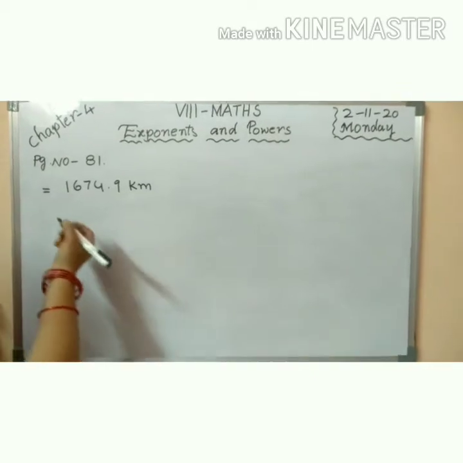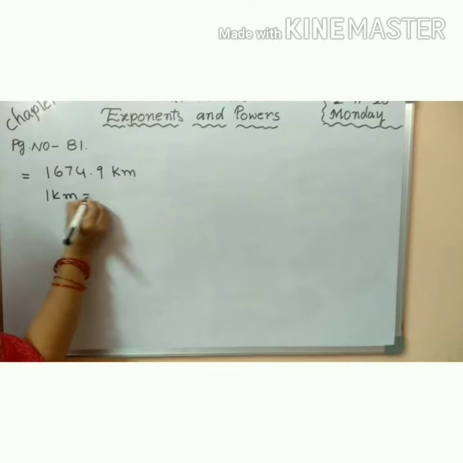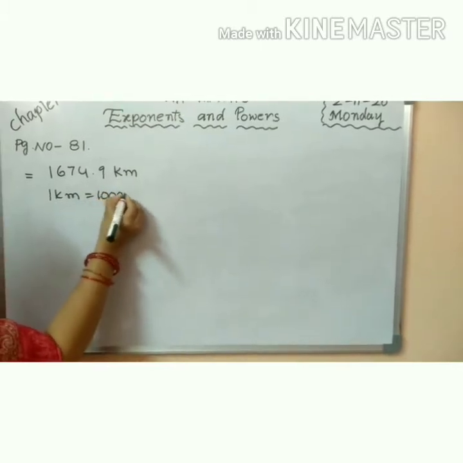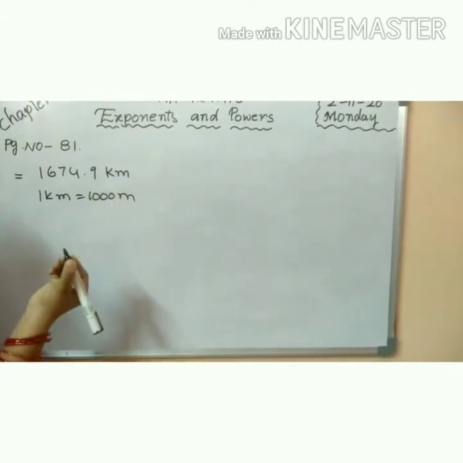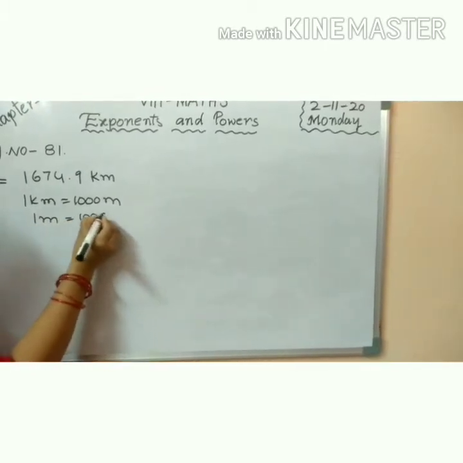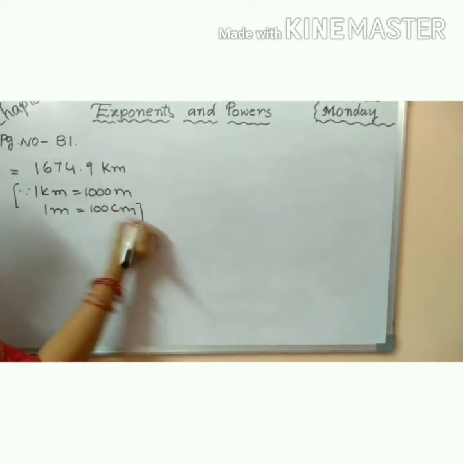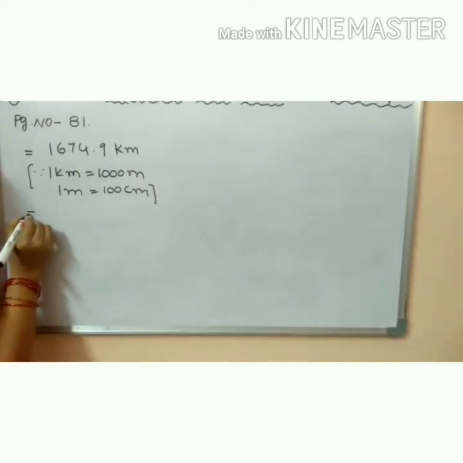So in this case, 1 kilometer equals 1000 meters, and 1 meter equals 100 centimeters. It is very important.